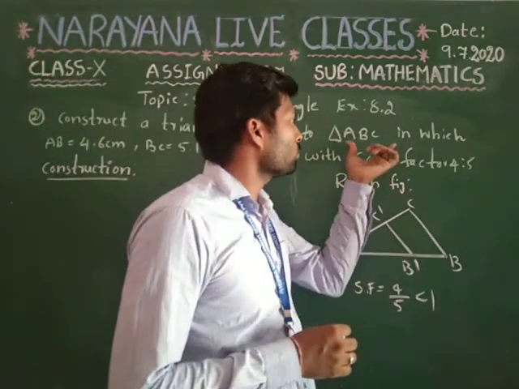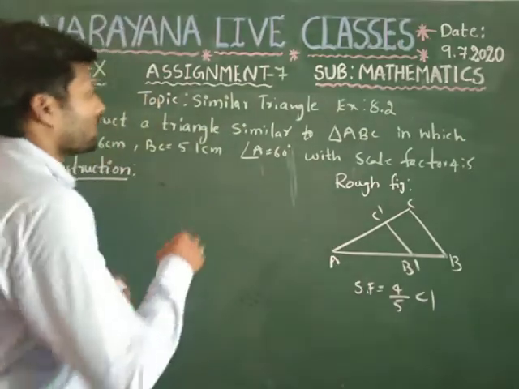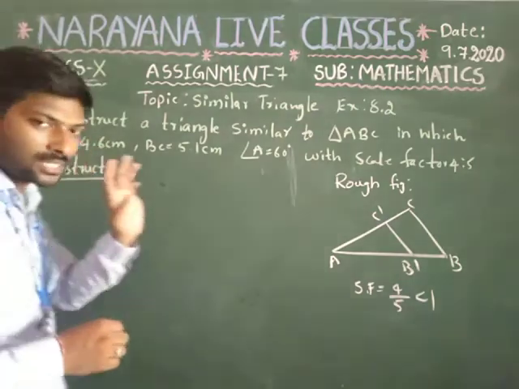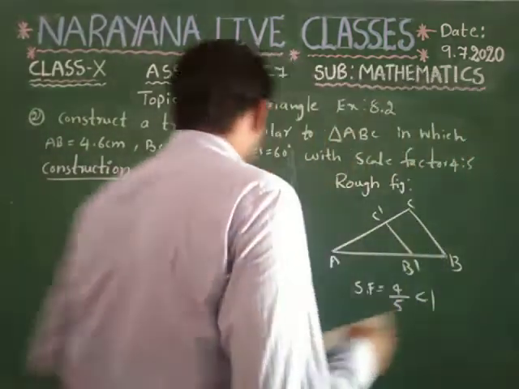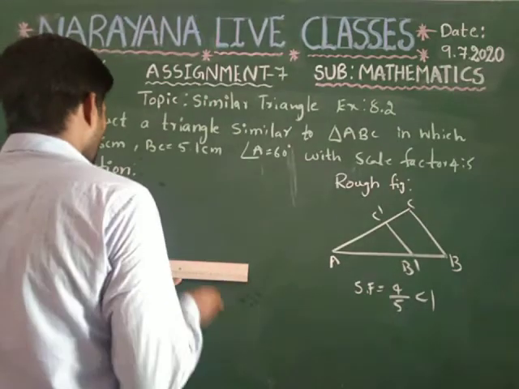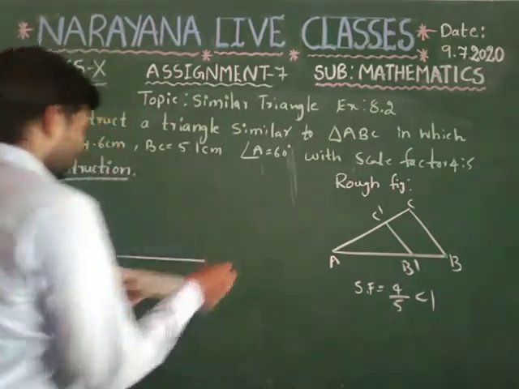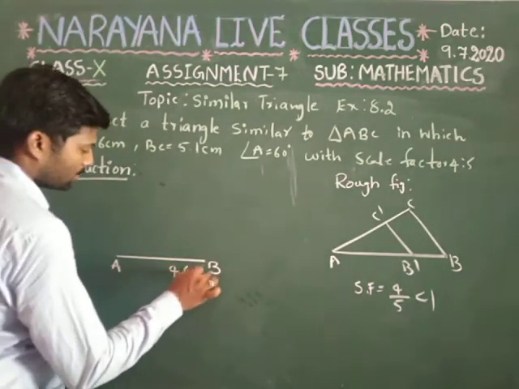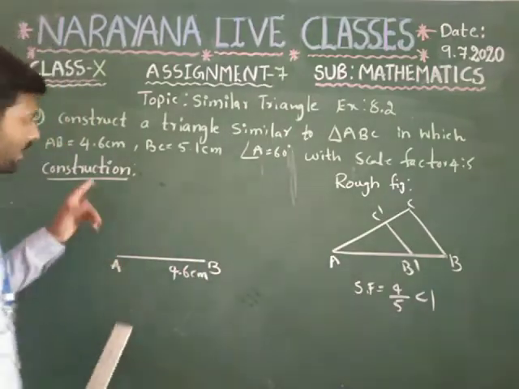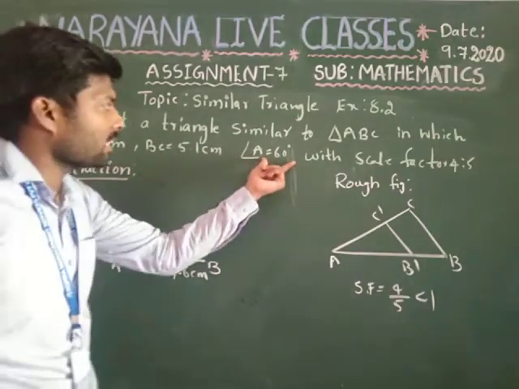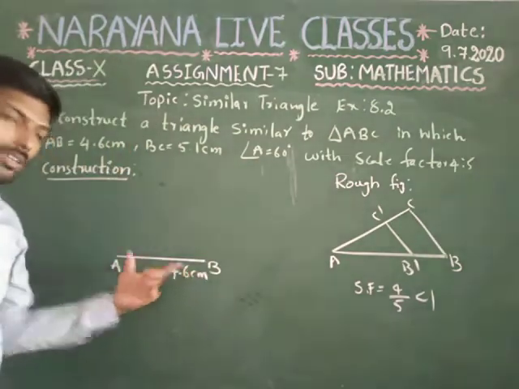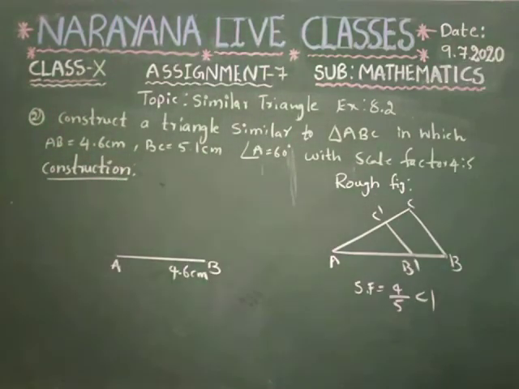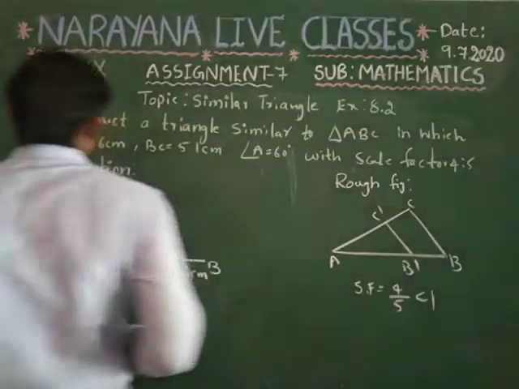Before that, first we have to construct a basic triangle. Let us take AB as a basic line segment, that is 4.6 centimeters in length. Let's draw a line segment AB. How much is it? 4.6 centimeters. At angle A, what is the angle? It is 60 degrees with respect to AB. First we have to construct a 60 degrees angle, or else we can also use a protractor. Better, I will construct 60 degrees with the help of a compass.